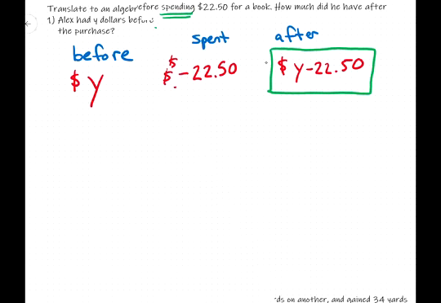If he started with 100, you know, think about it. If you have $100 and you spend $22.50, what do you have left? Well, 100 minus $22.50. If you start with $50 and you spend $22.50, you're left with 50 minus $22.50. And if you're starting with any number of dollars and you spend $22.50, you're ending up with $22.50 less. So that would be the algebraic expression for this problem, and that's the final answer.